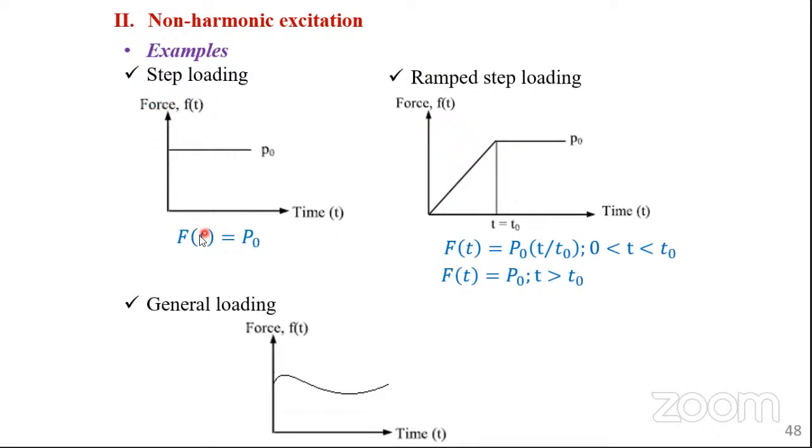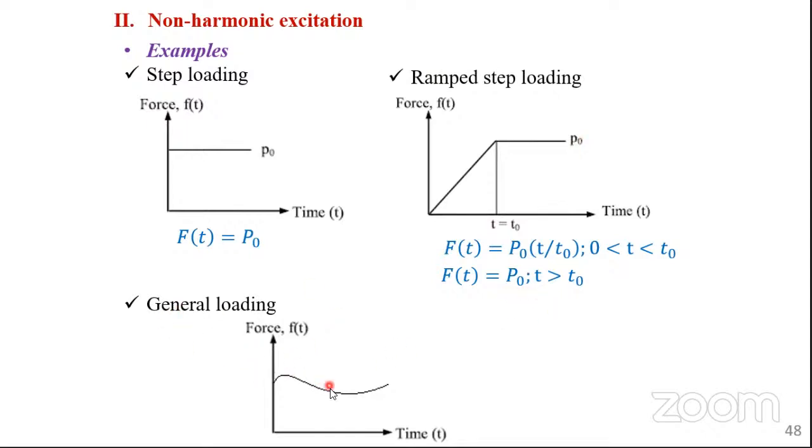You see f(t). So for the first one, f(t) is equal to P naught. That means constant. The second case, up to the time t equals t naught, is triangular. It's increasing. We can use the gradient to approximate the force at any time where t is less than t naught, using the first equation, right? And after that, after time t equals t naught, our forcing load becomes a constant P naught. Okay.